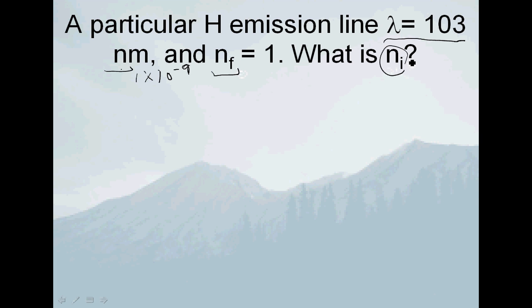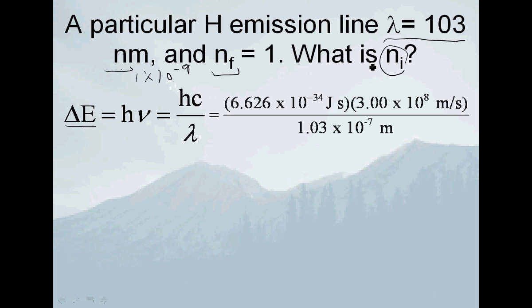So the first thing we have to do is calculate what the energy of that photon is. We have the relationship between frequency and Planck's constant and energy. We also have the relationship between c and wavelength. So we can combine those two equations and come up with that delta E is Planck's constant times the speed of light divided by wavelength. So we know the wavelength is 103 times 10 to the minus 9 meters, which is the same as 1.03 times 10 to the minus 7. We're just moving the decimal place over 2 to make it scientific notation.